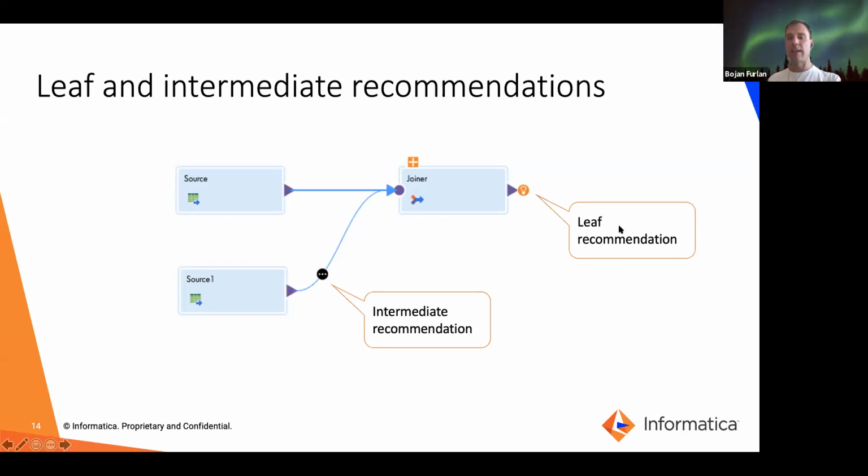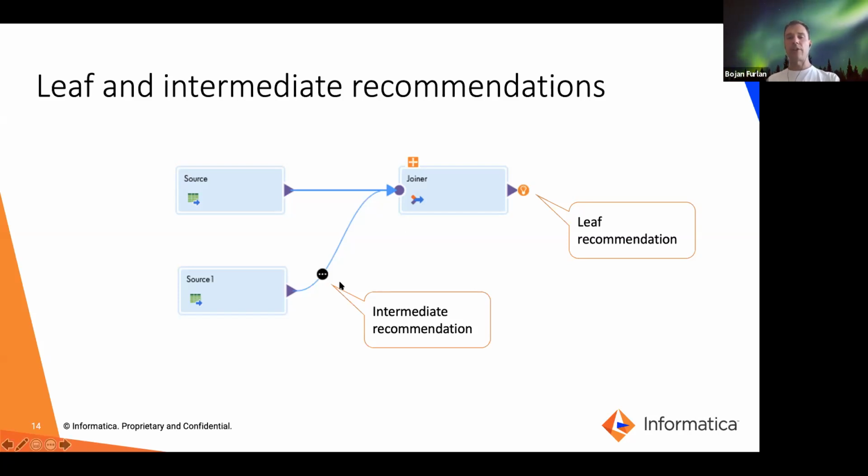One is that people start from the left to the right. They put the source, and then they are adding transformations. And in the end, they add the target where they want to store the results. And this is what we call leaf recommendation, because we know what the transformations before are, but we don't know what is following.